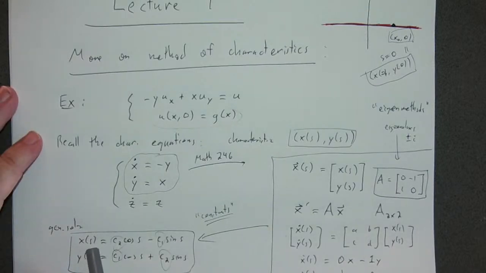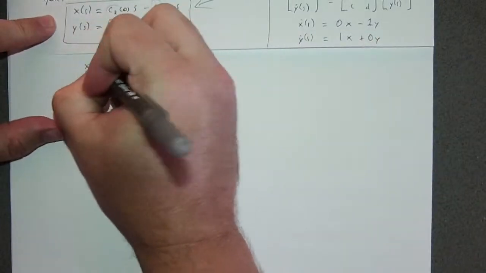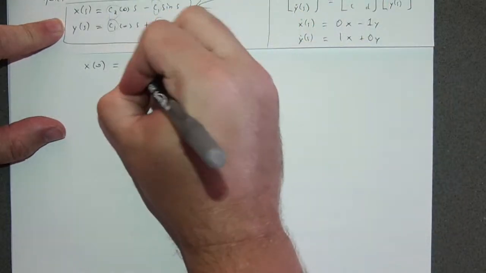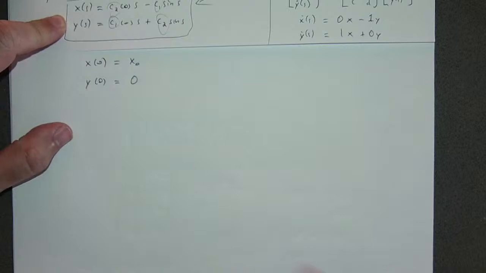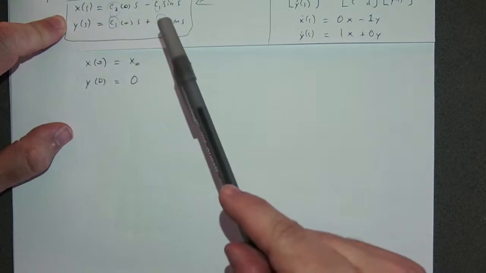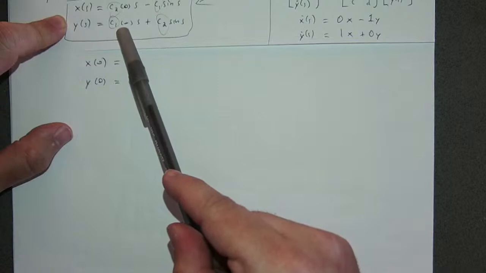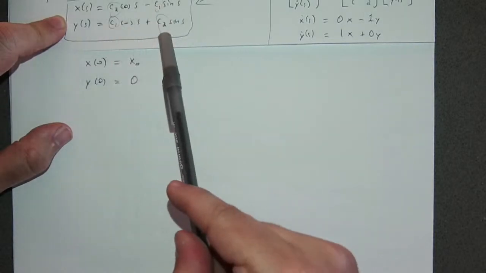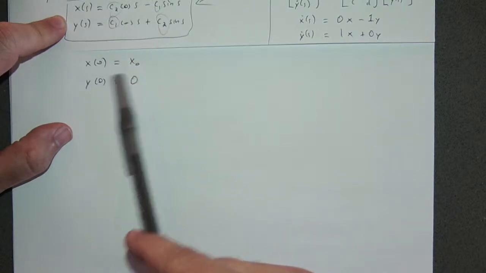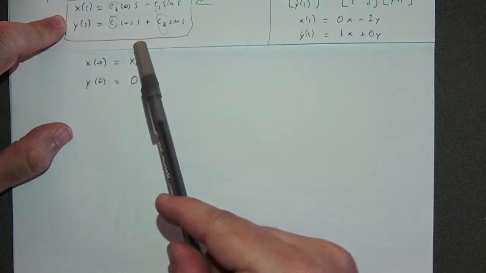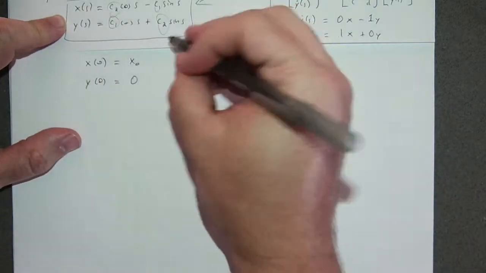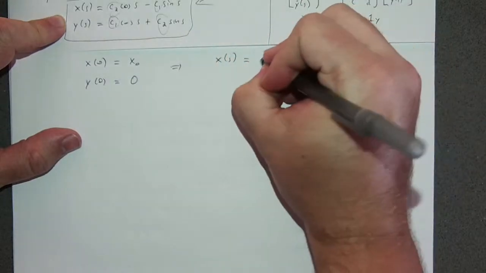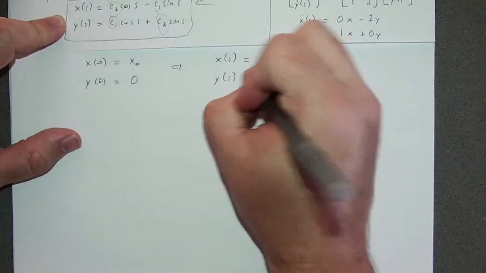Okay. So what I want is x of 0 to be x naught, and y of 0 to be 0. And so what does that? I need to choose C1 to be 0, and I need to choose C2 to be x naught. So that will do it here. And so what do I get? I want x of 0 to be x naught, y of 0 to be 0, and so this implies that I want x of s to be x naught cosine s, and y of s to be x naught sine s.